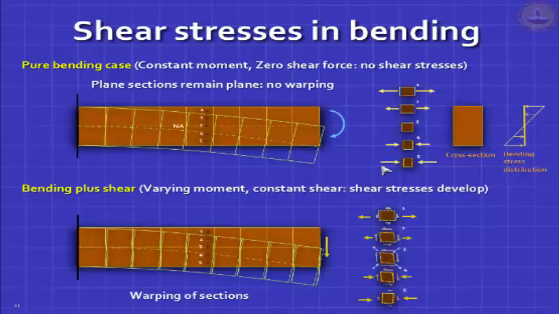This is important to note, and the warping can be significant. It depends on the span to depth ratio. For deep beams, it will be quite significant. But for normal beams, we ignore this warping.